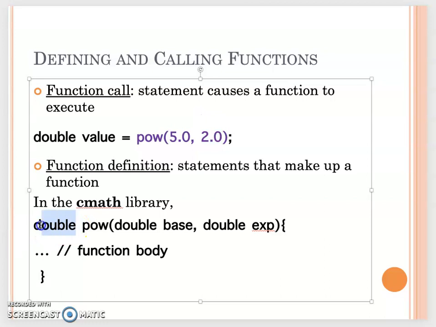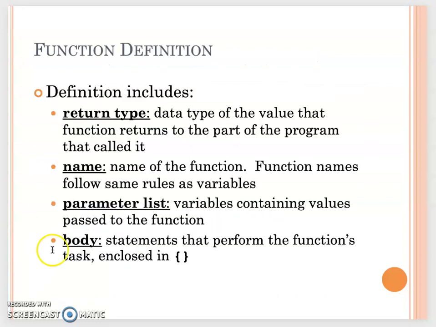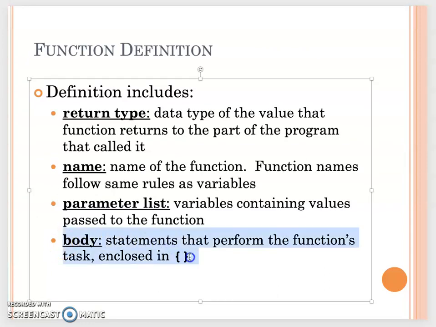So here we have the return type, function name, and parameter list. Then that's your function body. Your function body is the multiple statements that perform the function's task. They are in curly braces. So that's the function definition. We need to have all of them so we can call the function.